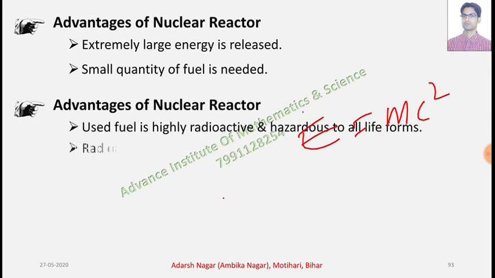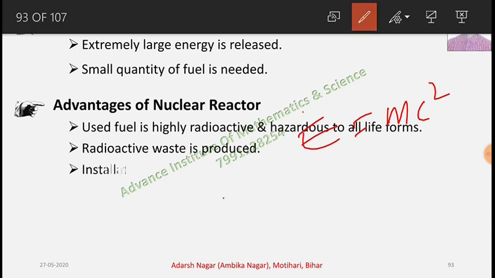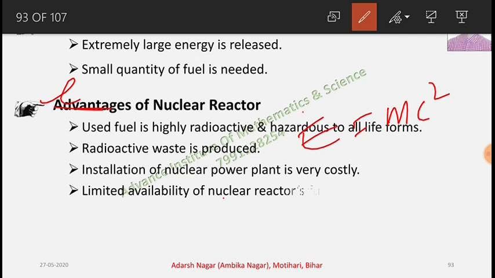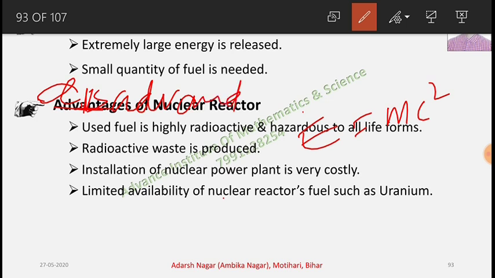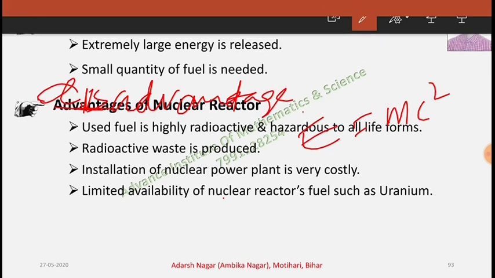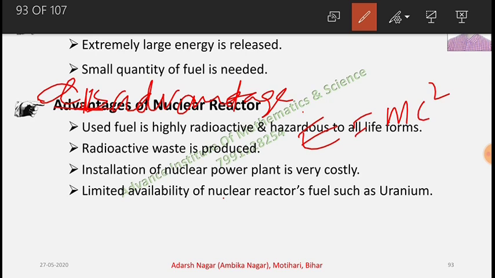Now this is not advantages, this is disadvantages. This used fuel is highly radioactive and hazardous to all life forms.